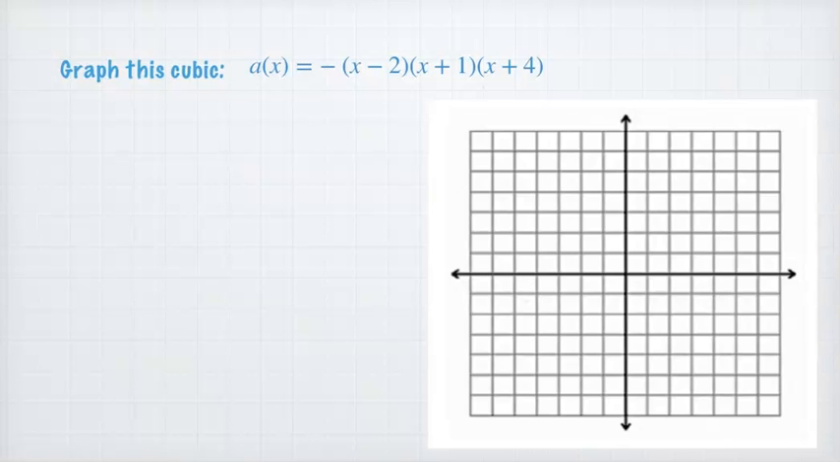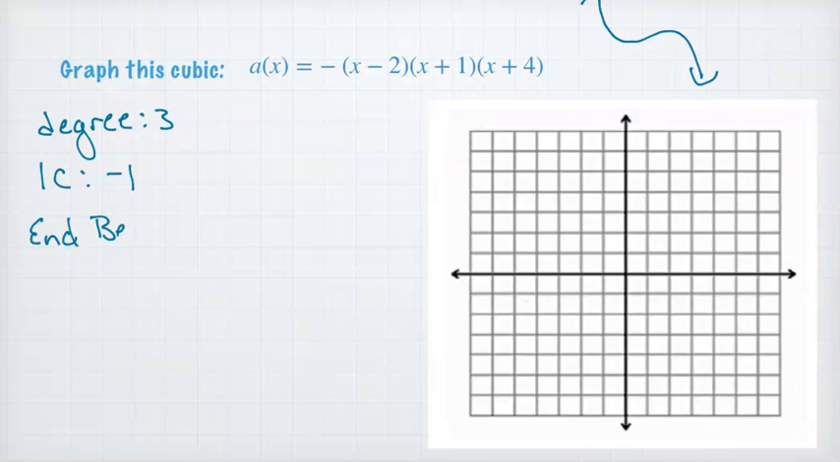Okay? This is another cubic, all right, because I have 3 x's here, so my degree will be 3. But because of this negative sign here, I know that my leading coefficient is going to be negative 1 instead of positive 1. What that means is instead of going up from left to right, I'm going to go down from left to right. So I'm going to start high and end low. All right, and that means my end behavior is going to be switched from the previous example.